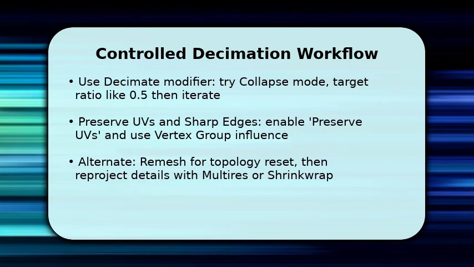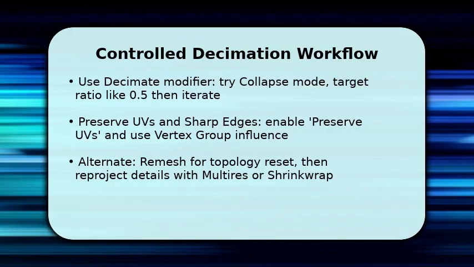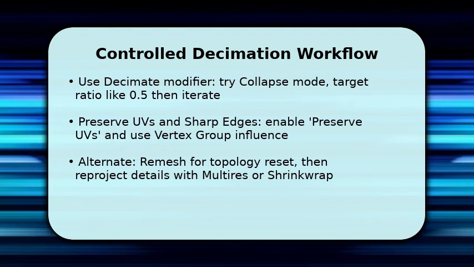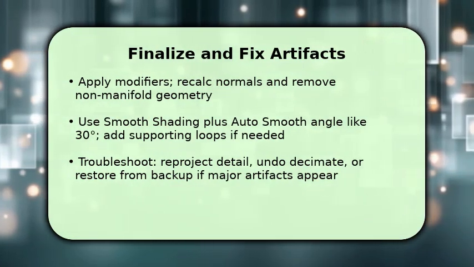Apply only after confirming. Make sure Preserve UVs is on and use a vertex group to protect critical areas like eyes or edges. If topology is chaotic, consider voxel remesh to reset topology at a target voxel size. Then reproject fine details with shrink wrap or multires to finish, applying modifiers once you're satisfied, and then perform cleanup steps to prevent shading issues.